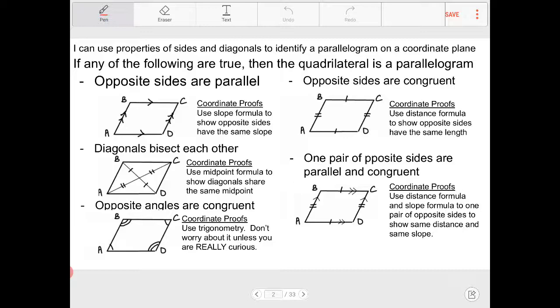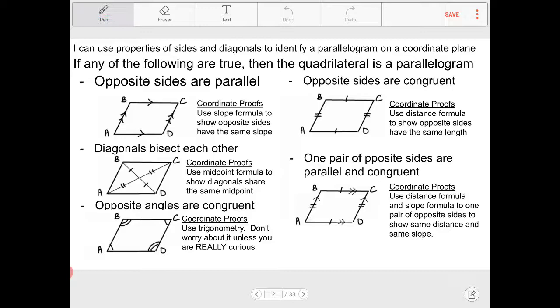This is true if we were to work with parallelograms on a regular plane, if we were to solve algebraic problems. These properties come in super handy. So what if these quadrilaterals were plotted on a coordinate grid then? Well, then we need to understand some basic coordinate geometry in order to show these different properties. So let's take a look at the first one here.